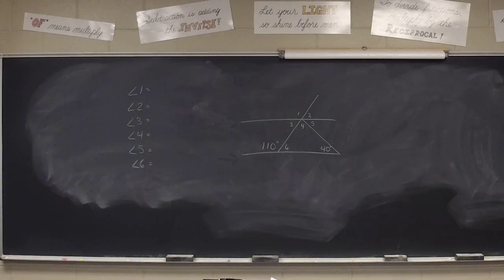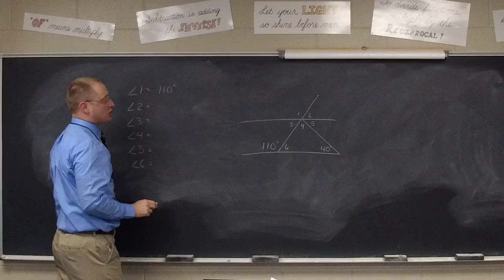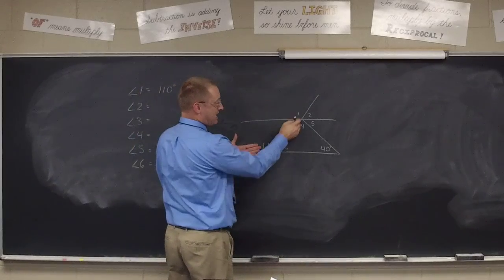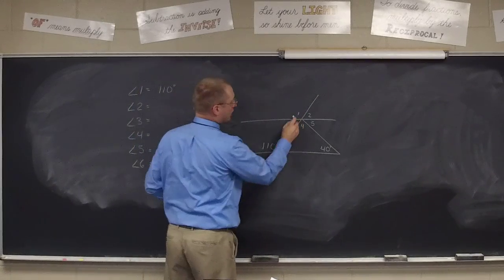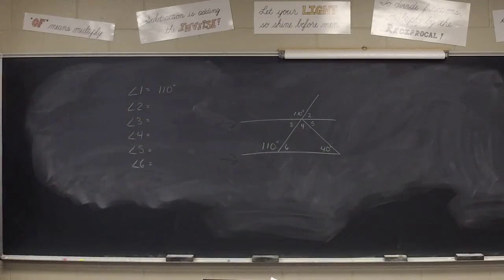All right, we'll start with Josh. Josh, give me an angle that you already know. Angle 1. Okay, how big is angle 1? 110 degrees. Not because you had to start with 1, but Josh saw that 110 and 1 are corresponding angles. So we got 110 degrees right there. How many also had 110 for your angle 1? Any questions on that?